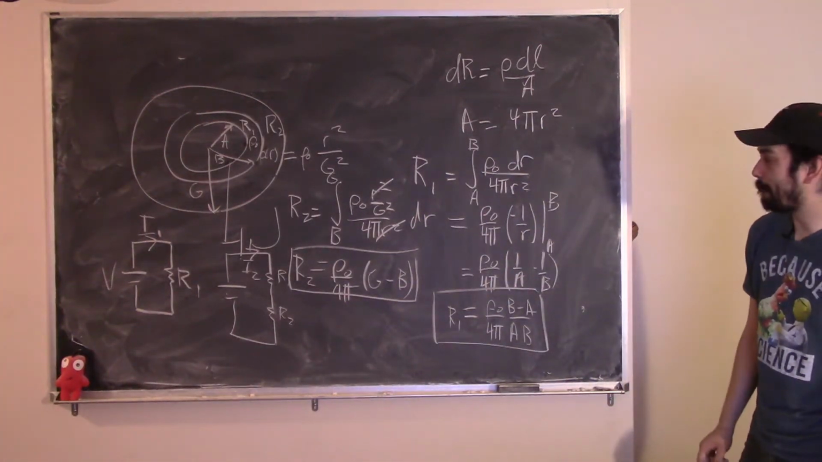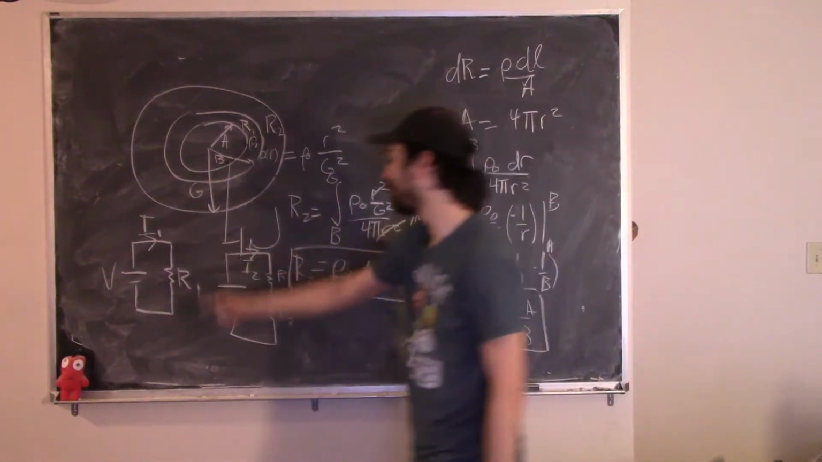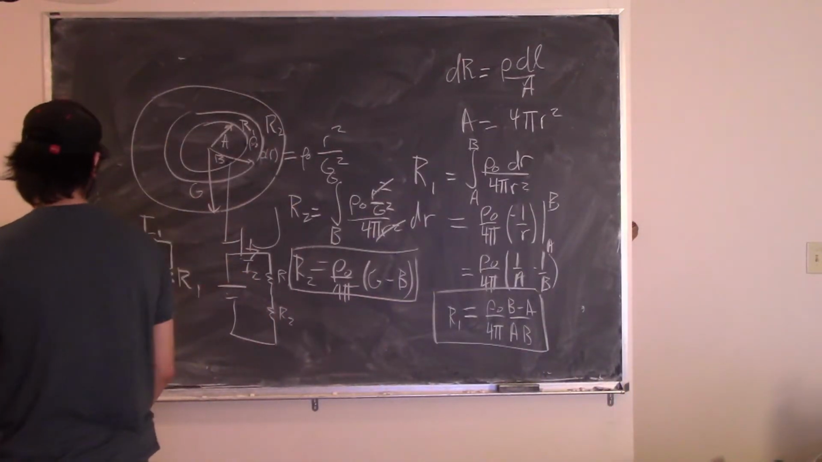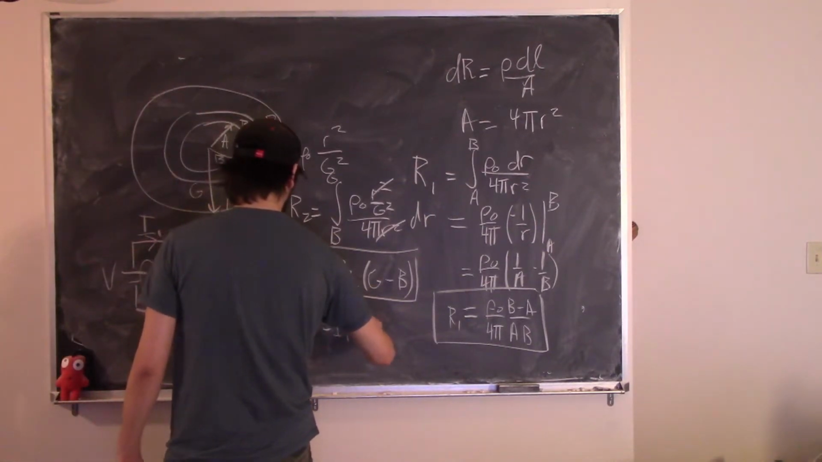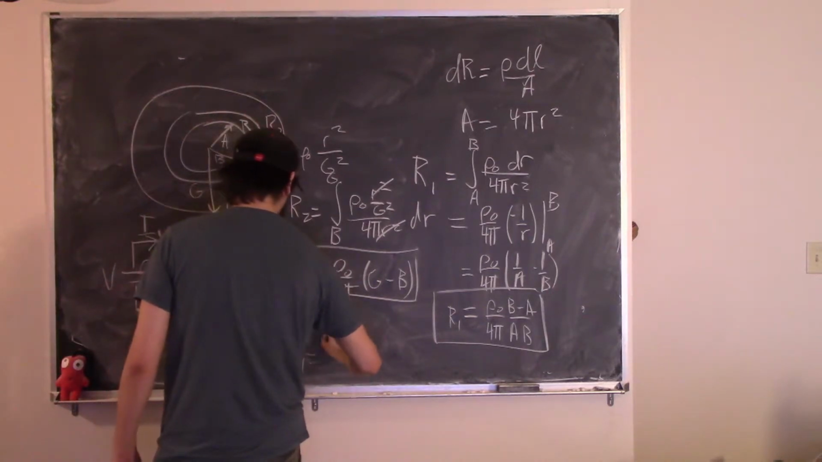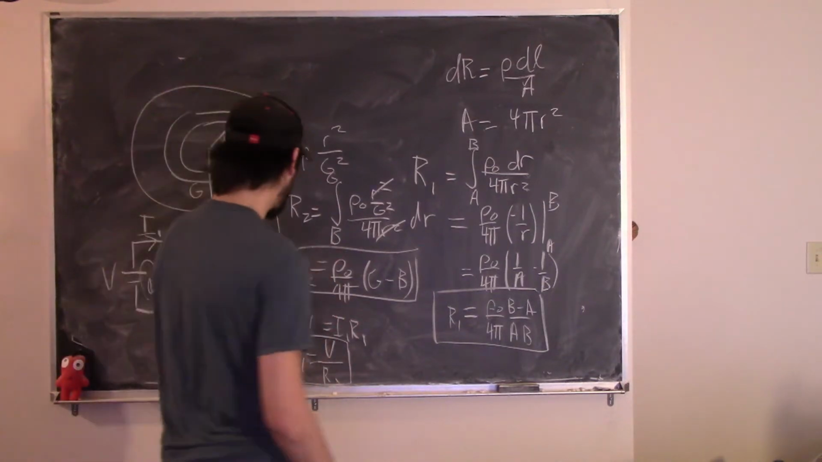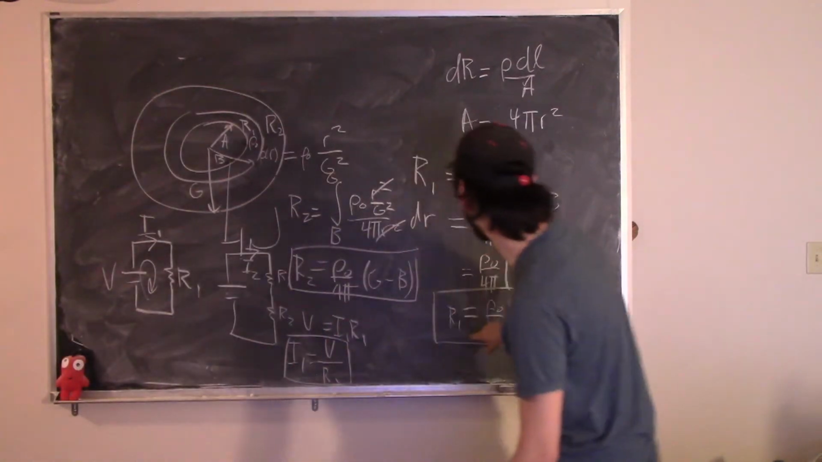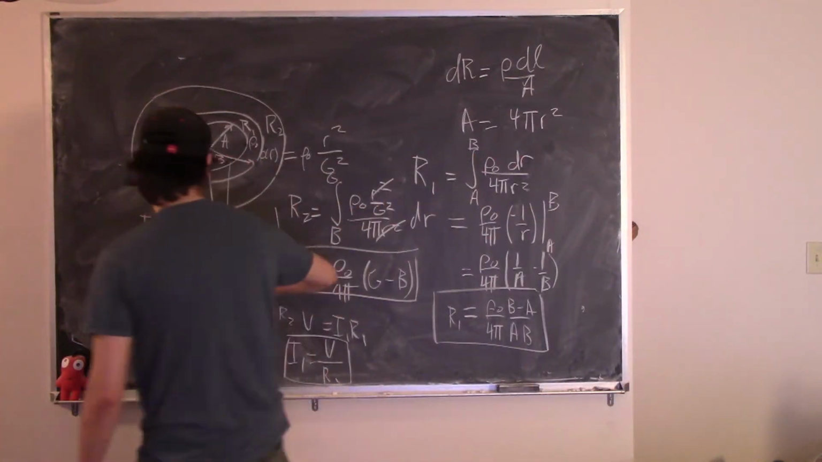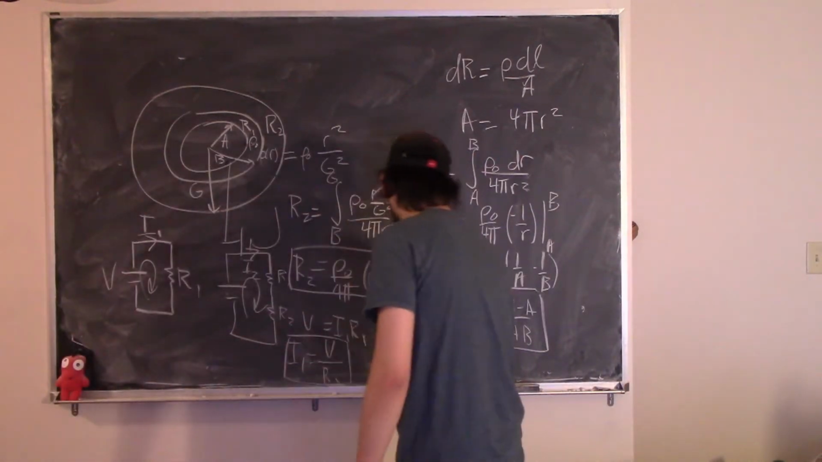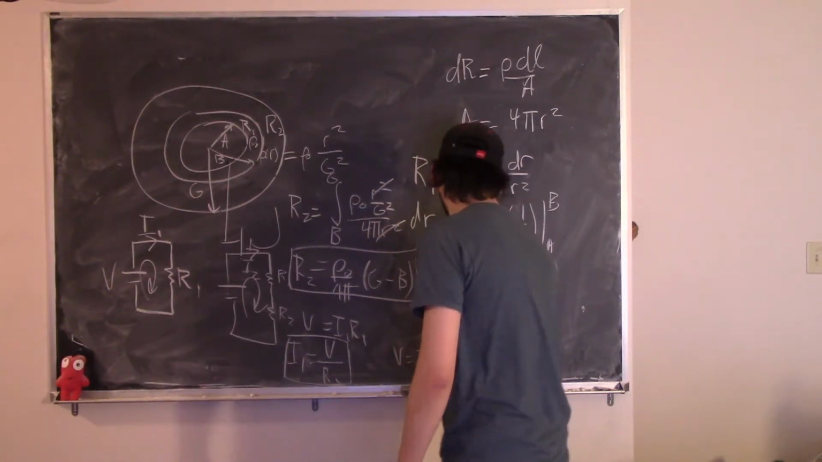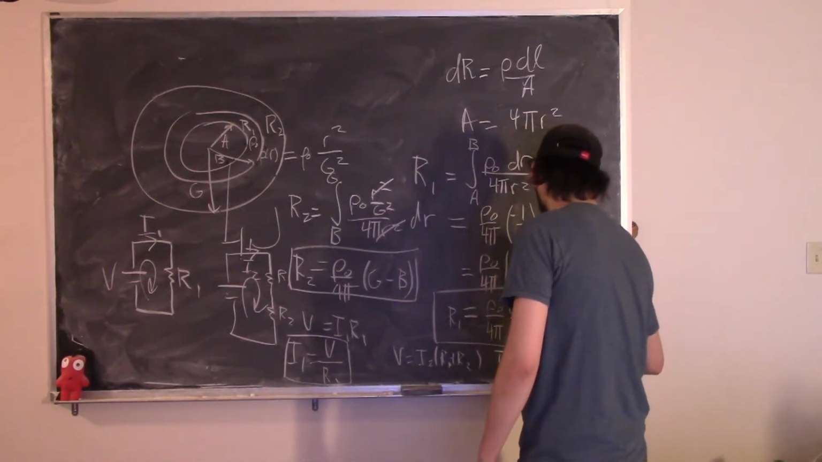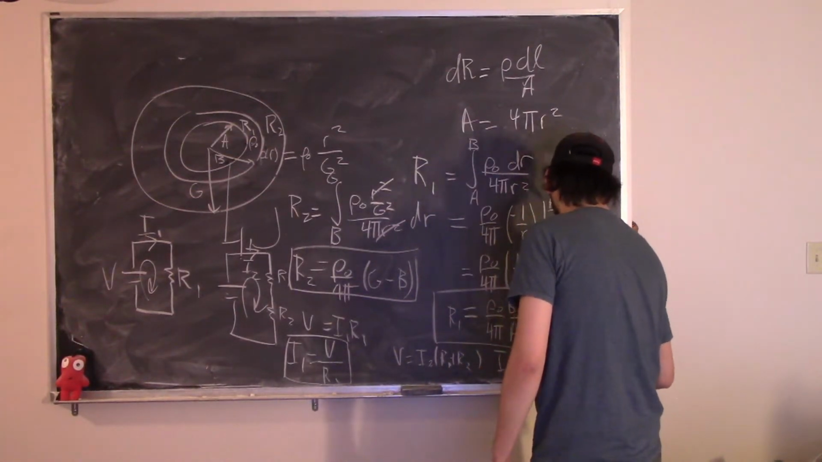And now, to find current I1, I can go around this loop here. This says that V is equal to I1 R1, so I1 is equal to V divided by R1. To find what it is, I could just plug this in. This is R1. And then same thing here: go around this loop. This loop says that V is equal to I2 times R1 plus R2, or I2 is equal to V divided by R1 plus R2.